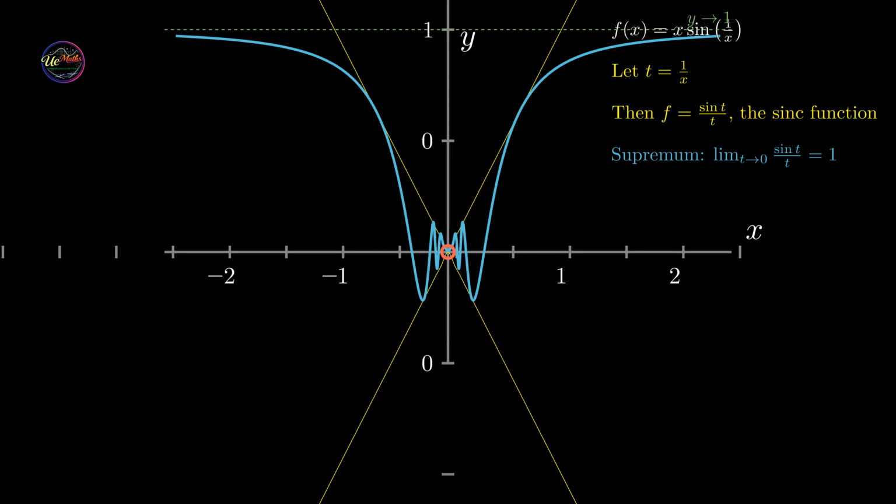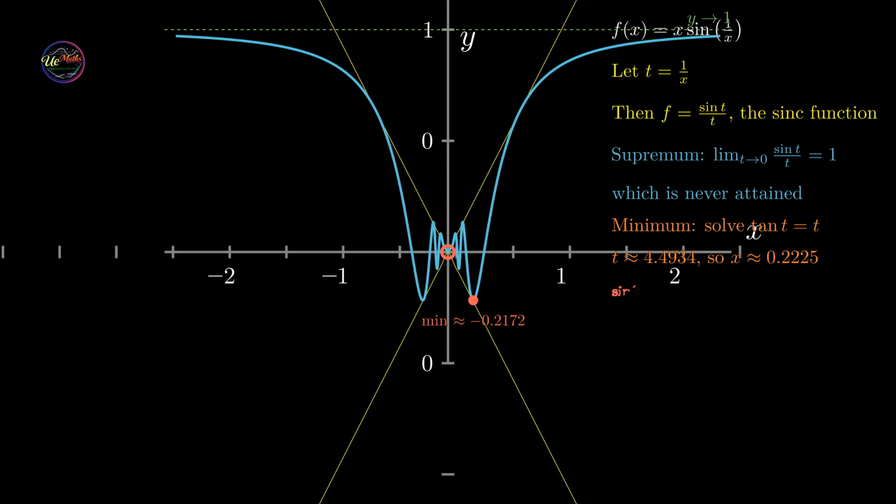Step 1. Finding the supremum. As x approaches positive or negative infinity, t equals 1 over x approaches 0. By the standard limit, sine of t divided by t approaches 1 as t approaches 0. However, t equals 0 corresponds to x equals infinity, which is never reached. So the value 1 is the supremum but is never attained.